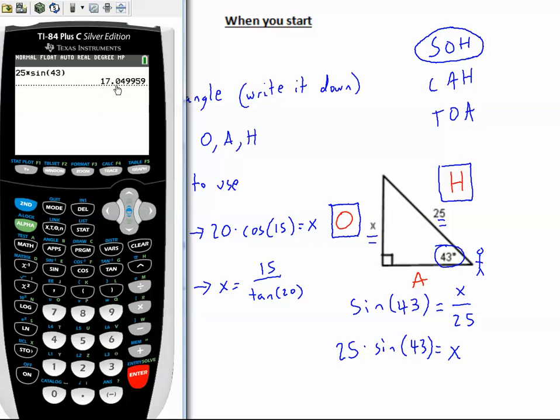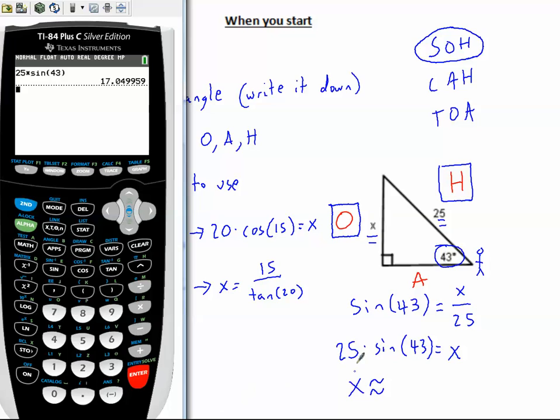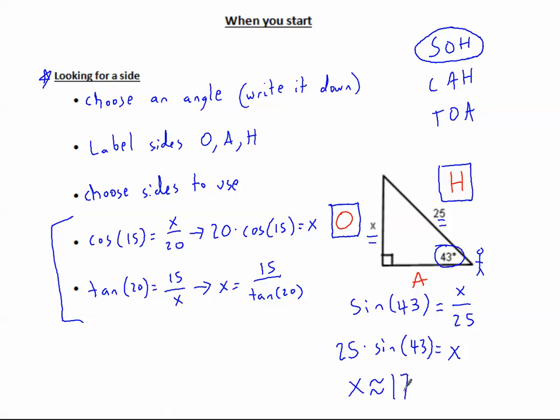So 17.049, that 9 will round up the 4. So our answer is x is about, this squiggly equals means approximately. It usually means you've rounded. 17.05. And that's how you find a side.